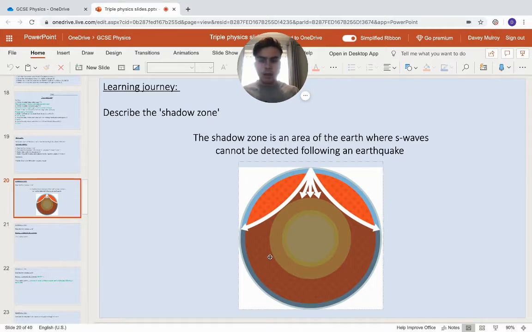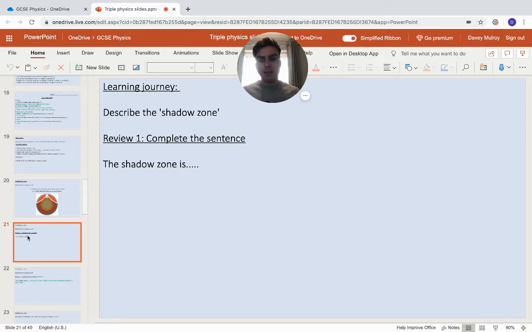Now, you'll notice on this diagram of the Earth in the centre, there's an area which is nice and bright and an area which is in shadow. Everywhere which is bright, you can see S waves following an earthquake, and everywhere where there's shadow, you cannot. So our first little mini review activity here, I want you to complete the sentence for me. The shadow zone is, and I want you to hit pause and complete that sentence.